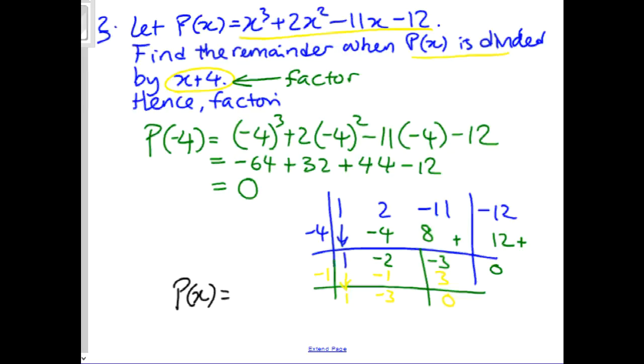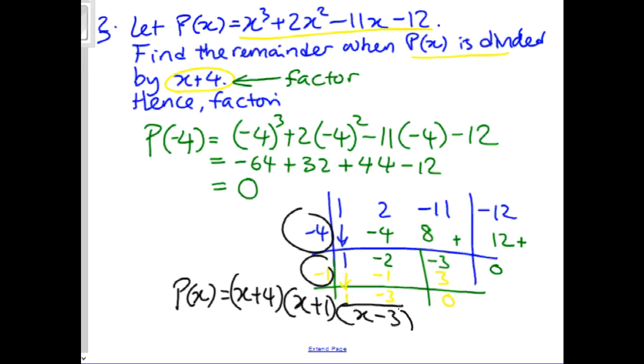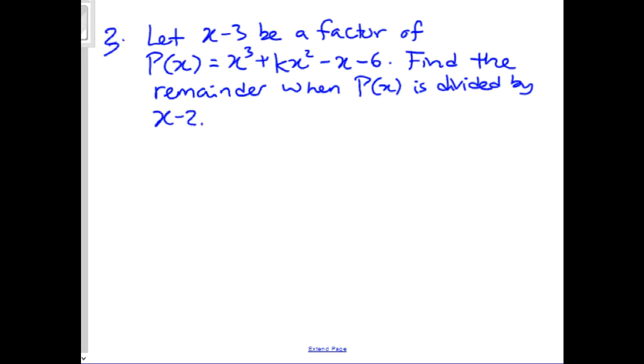So what I have then is that P of x is equal to: one of them is here, this one, x plus 4. Next is this, x plus 1. And then the last is this quotient, which is x minus 3. Thus, I'm finished. Right, now let's look at question number 4.